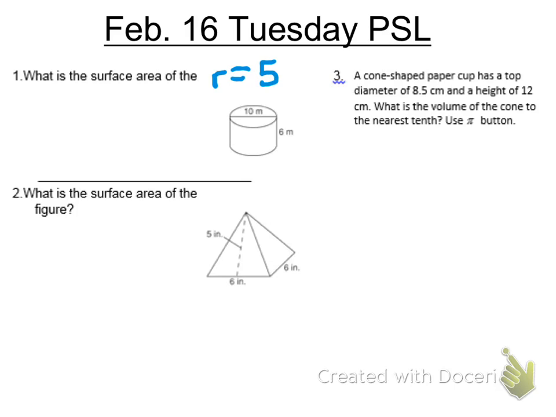Now to find the surface area of a cylinder, that's going to be the surface area is equal to 2 pi, my radius squared, so 5 squared, plus 2 pi times the radius times the height, which is 6.